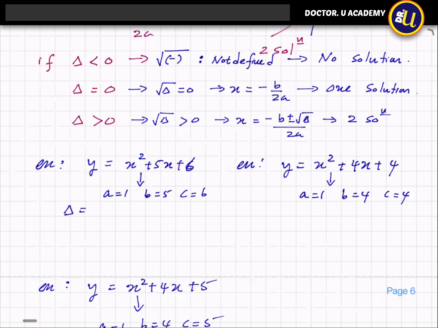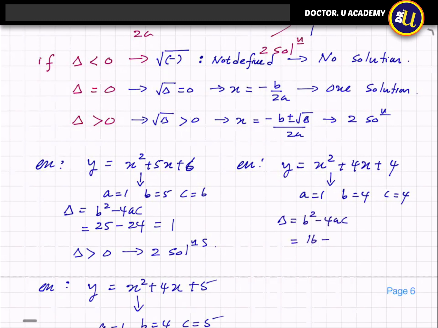So delta is b squared minus 4ac. So now that would be b squared here is 25 minus 4 times 1 times 6, 24. So it's going to be 1. So delta is greater than 0, which means there are two solutions. So when we go to the second example, again delta is equal to b squared minus 4ac. Now b squared is equal to 16 minus 4 times 1 times 4, 16. The answer is 0. So delta is equal to 0. That means there is only one solution.